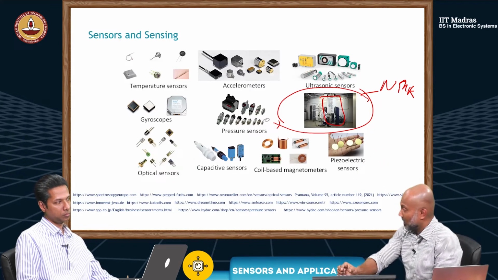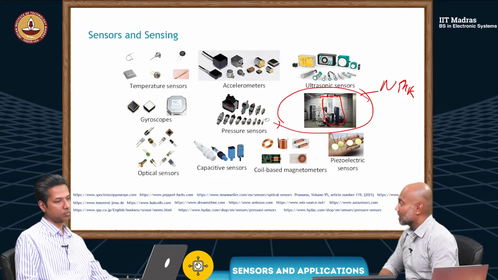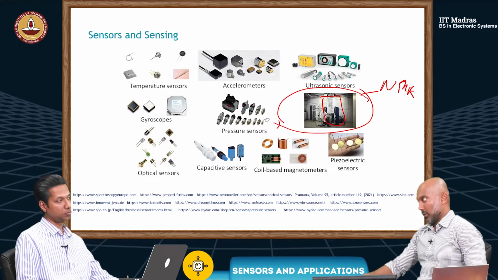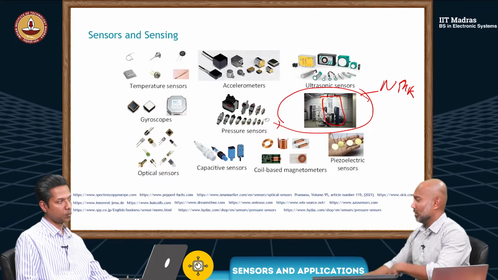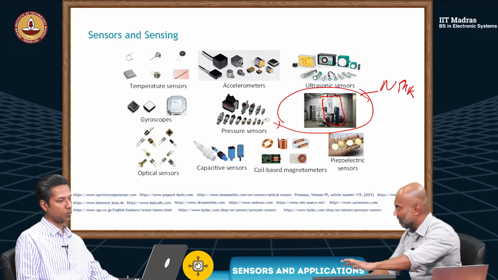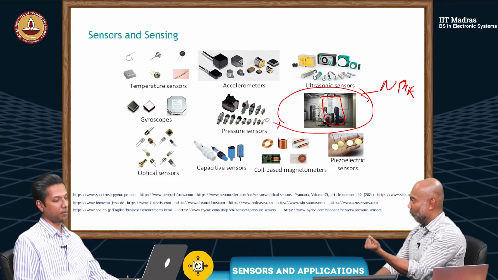Size-wise, or could be quite small. Now, most of the sensors that we come across on a daily basis, or in the lab, or if you're working in industry, are maybe sensors we can hold.